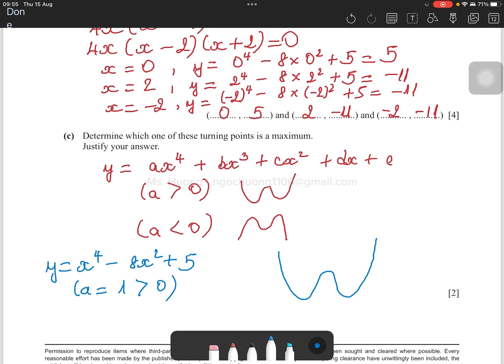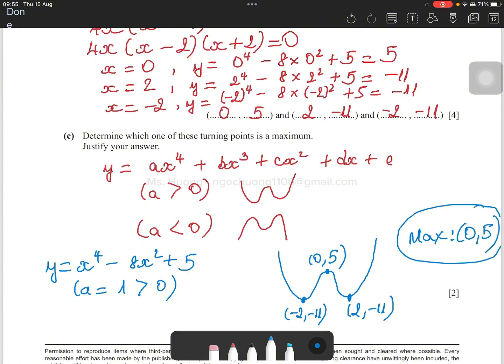And the first point, the second point, this is the third point. So the left-hand side should be (negative 2, negative 11). And the middle point is (0, 5). And the right point is (2, negative 11). So the maximum point is (0, 5). This is the final answer.